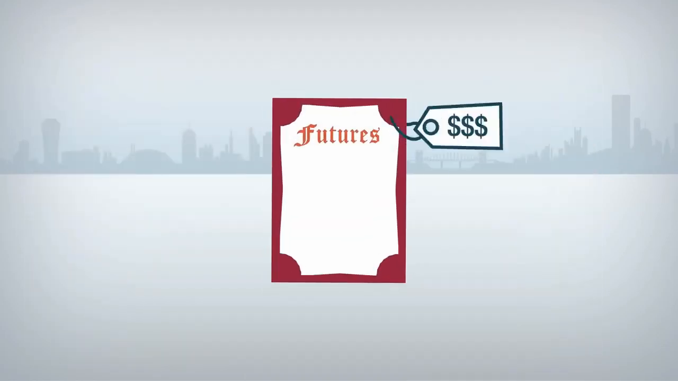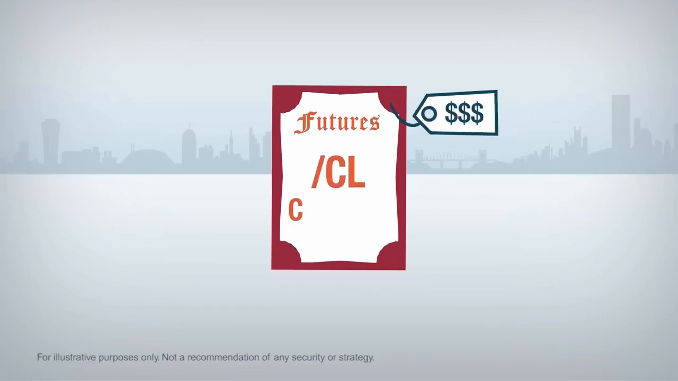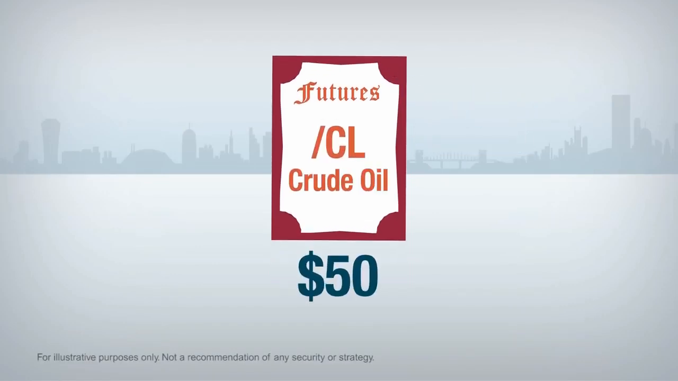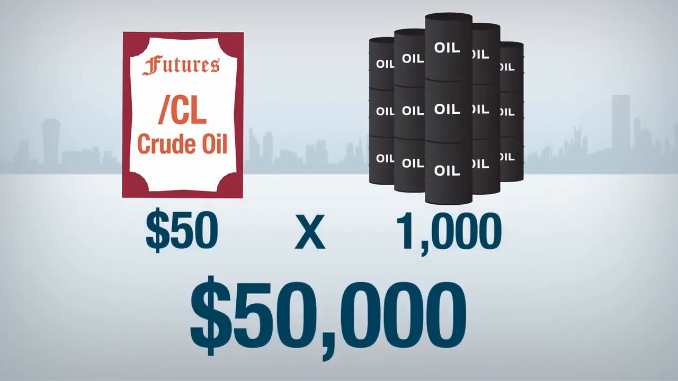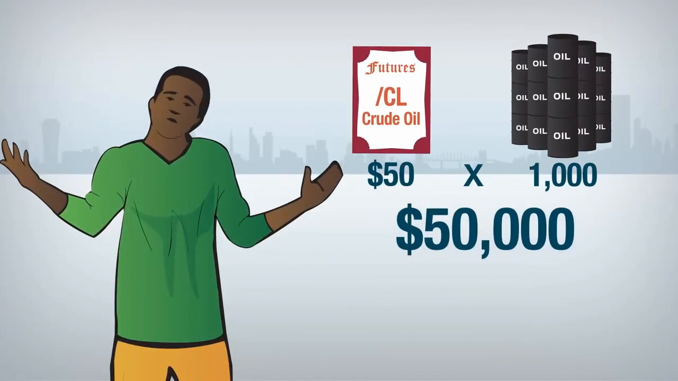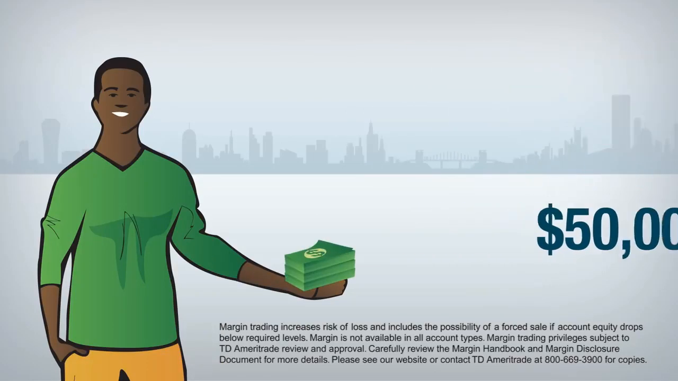Now, to understand how much it costs to trade a futures contract, let's look at an example. Suppose a crude oil futures contract is trading at $50. At this price, 1,000 barrels of crude oil would cost $50,000. But a trader doesn't actually have to come up with this amount. With a futures contract, a trader could control the $50,000 worth of crude oil with just a small deposit.